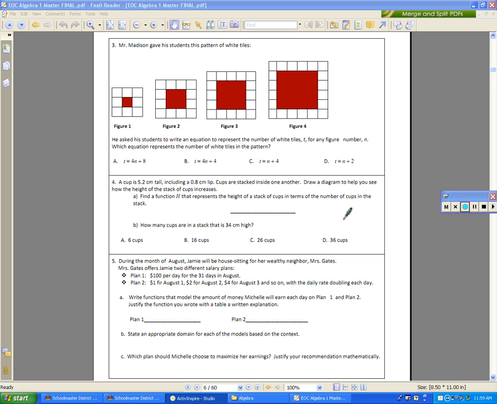So now we have to use that to figure out how many cups are in a stack that is 34 centimeters high. So if I have 34 centimeters of cups, I have to subtract the body of the first cup, right? And I want to figure out the lips. So how much is the body of the first cup? 4.4, right? Because I'm not including the lip yet. So 34 minus 4.4 is 29.6.